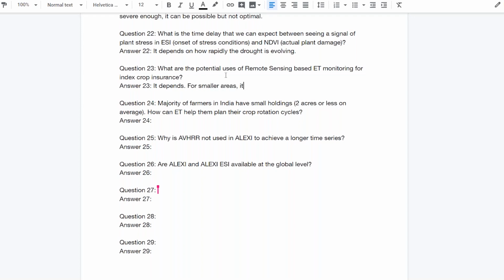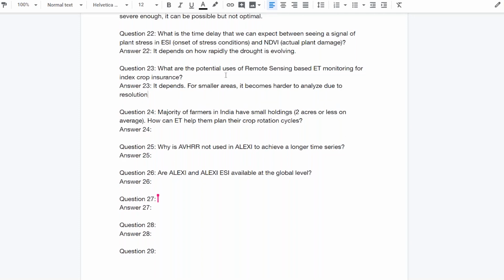But it is an area that we've been working on with groups that are focused on index crop insurance. So in the end, as we get to these tools like OpenET, where we're able to produce operational field scale estimates of ET, I think it will have a potential use in some of the index methods and for crop insurance. So I think you'll probably see it become a bigger thing as we move forward.